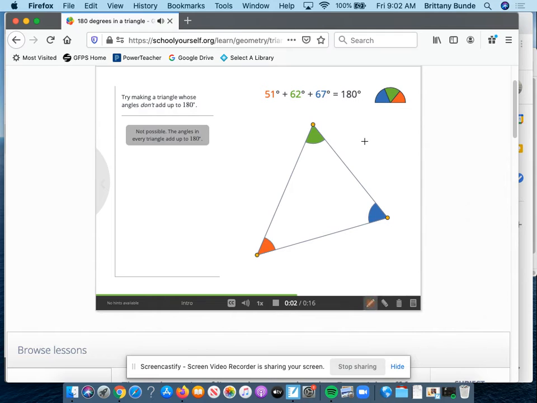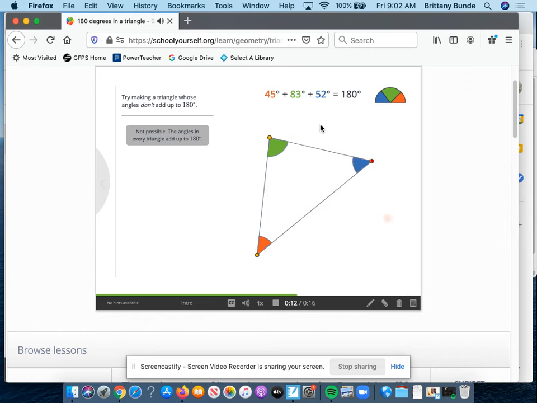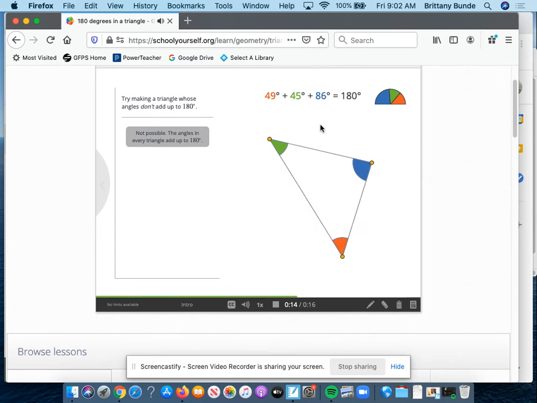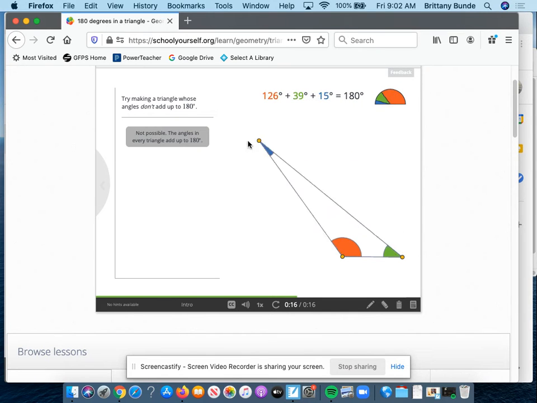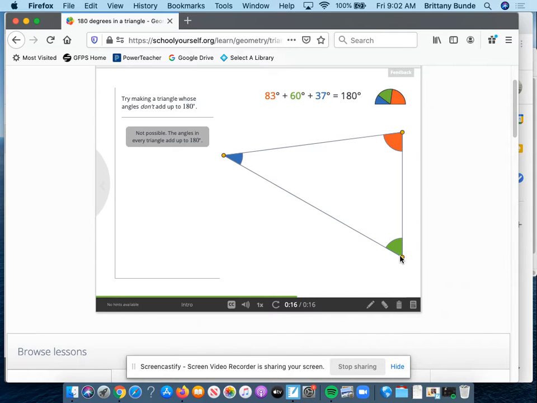Now that you've proven that the angles in every triangle add up to 180 degrees, here's one last chance to try to find a counterexample. Maybe there's some triangle out there whose angles add up to something other than 180 degrees. Do you think I can make a triangle where they add up to something different? No, I don't know why they're letting us try again. We already said it's not possible.